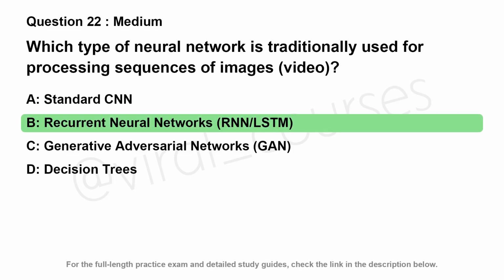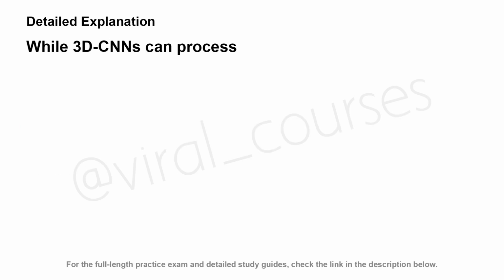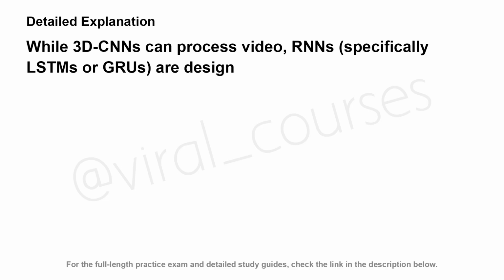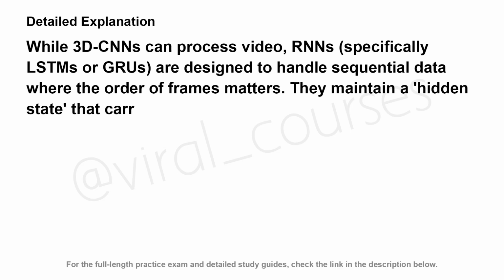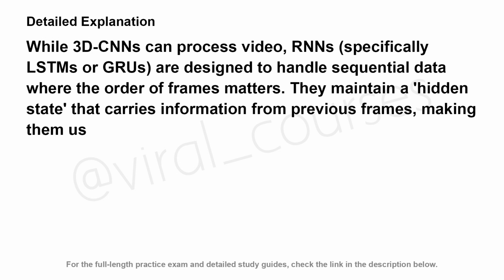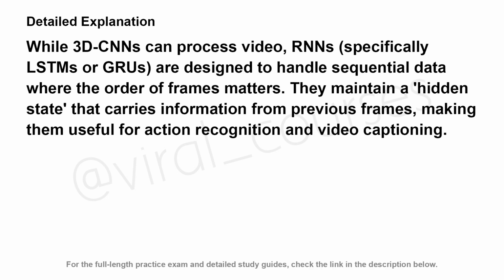The correct answer is B. While 3D CNNs can process video, RNNs, specifically LSTMs or GRUs, are designed to handle sequential data where the order of frames matters. They maintain a hidden state that carries information from previous frames, making them useful for action recognition and video captioning.